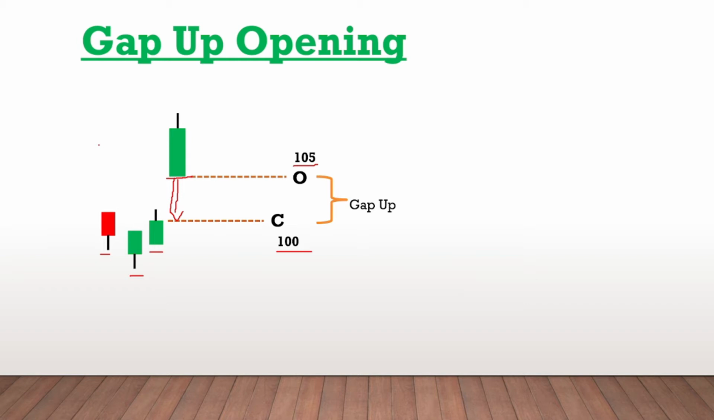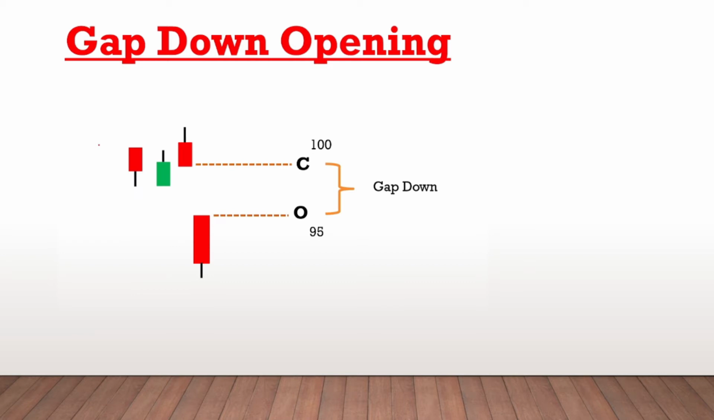Now let us try to understand gap down opening. Whatever we have discussed in gap up opening is quite the opposite here in gap down. The previous trading session candle has closed at 100. In the next trading session there is a huge gap down which led the stock to open at 95. It is clearly visible that there is no trading activity in the range of 100 to 95. This happens, for example, when a company announces quarterly results and they do not meet market expectations.